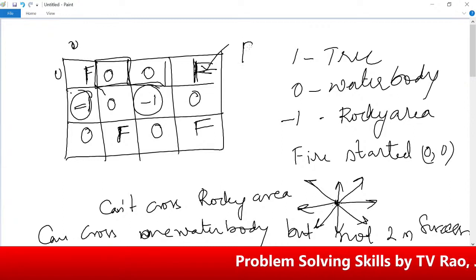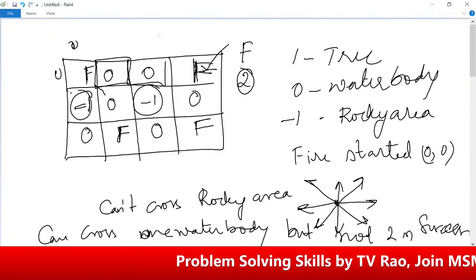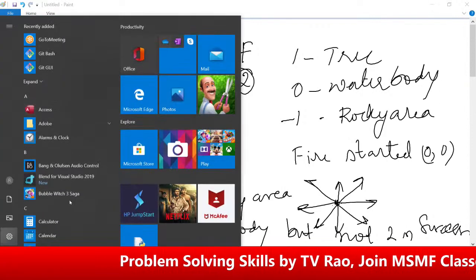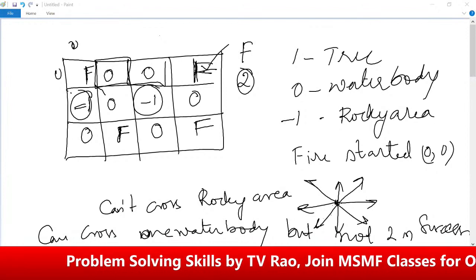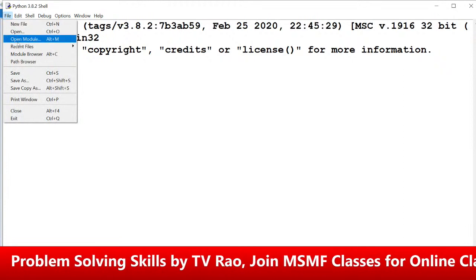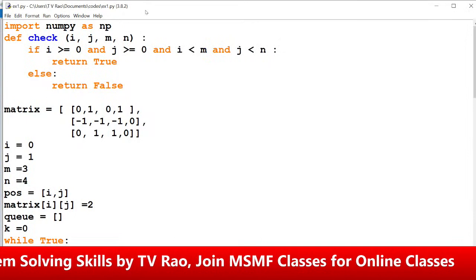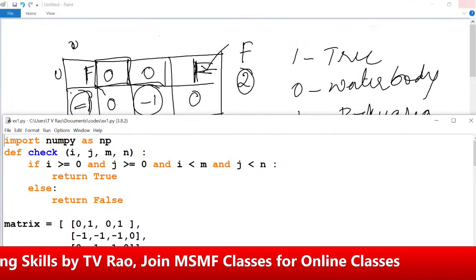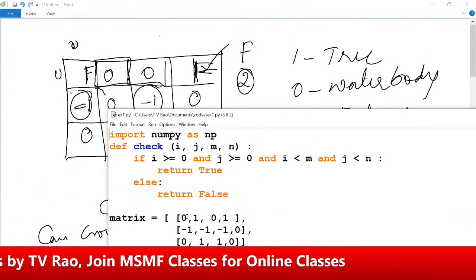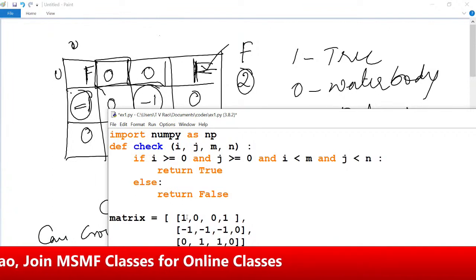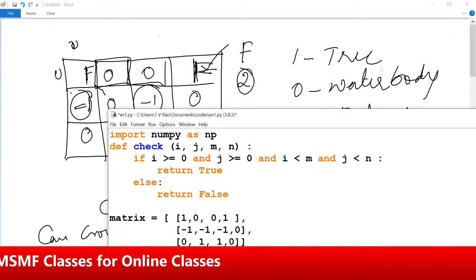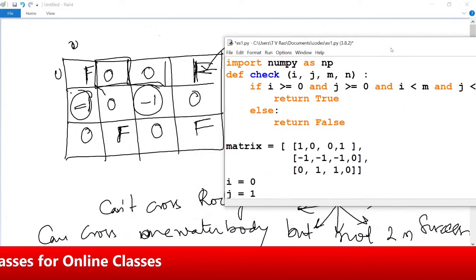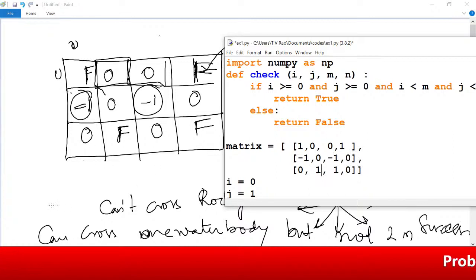So I represent catching of fire by 2. Okay. So I'll show you a live demonstration of this in Python. The current position is shown like this. Say this is a tree and this is water body. Now rocky area and this is water body. And this is rocky area, fine. Now yes, this is water body and this is tree.